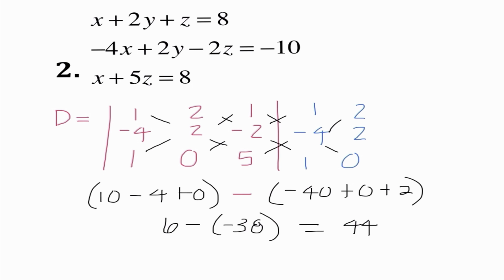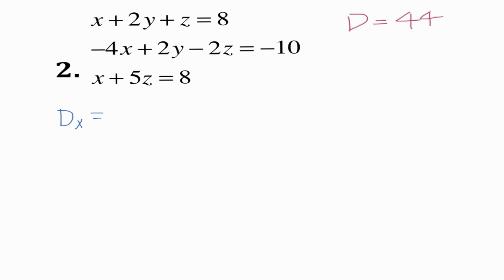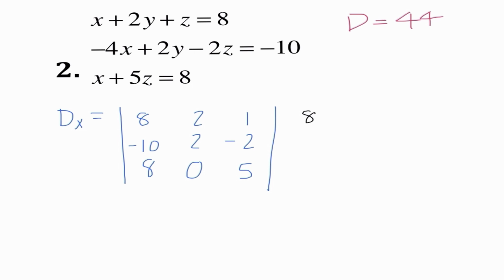Now to find each value for x, y, and z, I'm going to have to find that particular determinant and divide by 44. And just to save some time here, I'm just going to demonstrate how to find D sub x. Then I think we can follow along from there. For D sub x, that means I'm replacing my x column with my constants. My second column is still 2, 2, 0. My third column is still 1, negative 2, 5. My next 2 columns, I'm going to repeat those first 2 columns again and rewrite them.